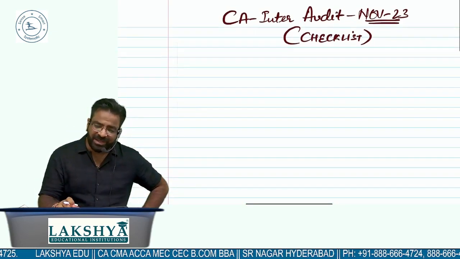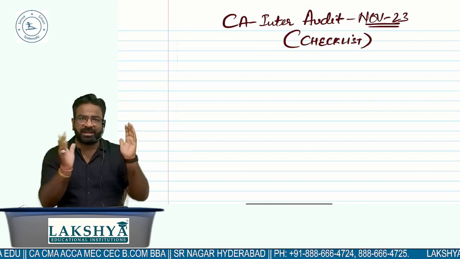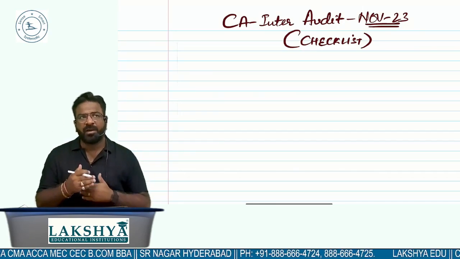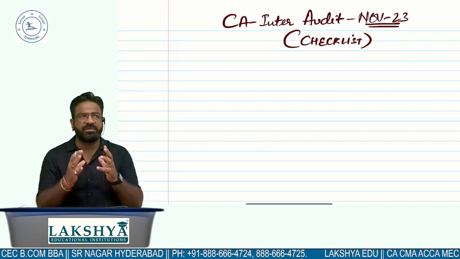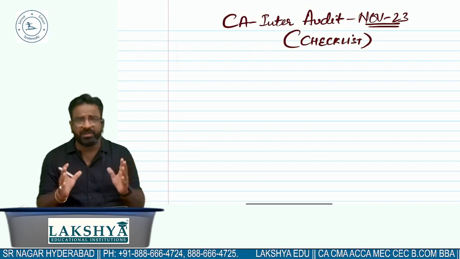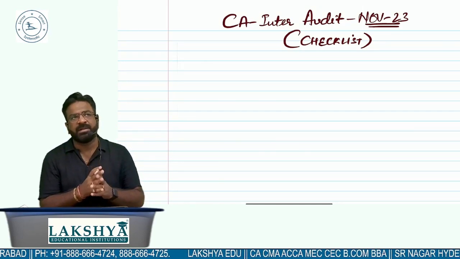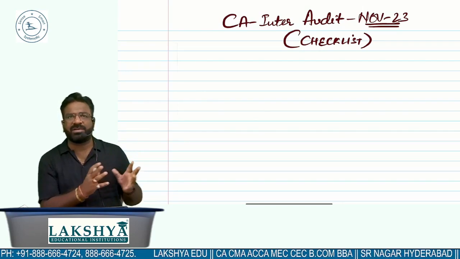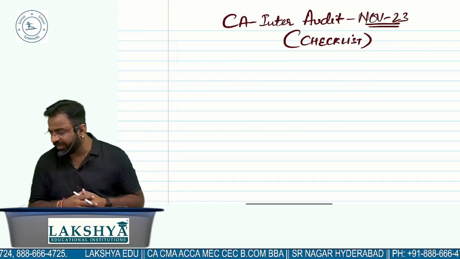So, CA Inter November 23 checklist. I will make you understand the areas which you need to cover first. Along with that, I'll tell you some presentation skills also, and I will also tell you the sources from which you need to prepare. If you are already preparing, it's okay, but I'm going to tell you the sources for MCQs, basically, and looking at the pattern ICAI has put in the last few years, I will throw some light on that area as well, right?